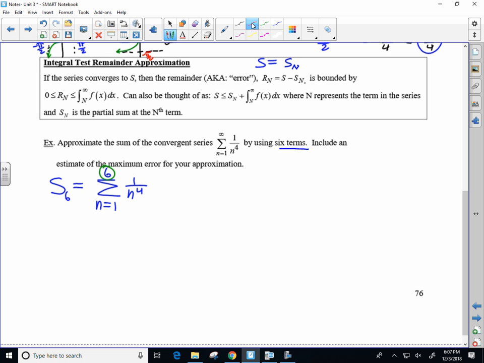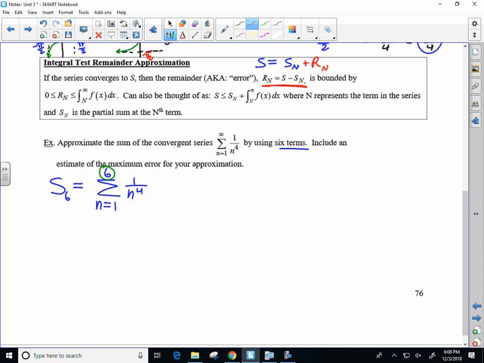Okay, so we know that S sub n, just going out 6 terms, is not going to get us the precise answer, but it could get us close. All right, so what I want to know is how far off we're going to be. So that's what the R sub n represents, the amount of error. The R actually stands for remainder, but we call it the amount of error. All right, so you solve it for R sub n and you get this relationship.